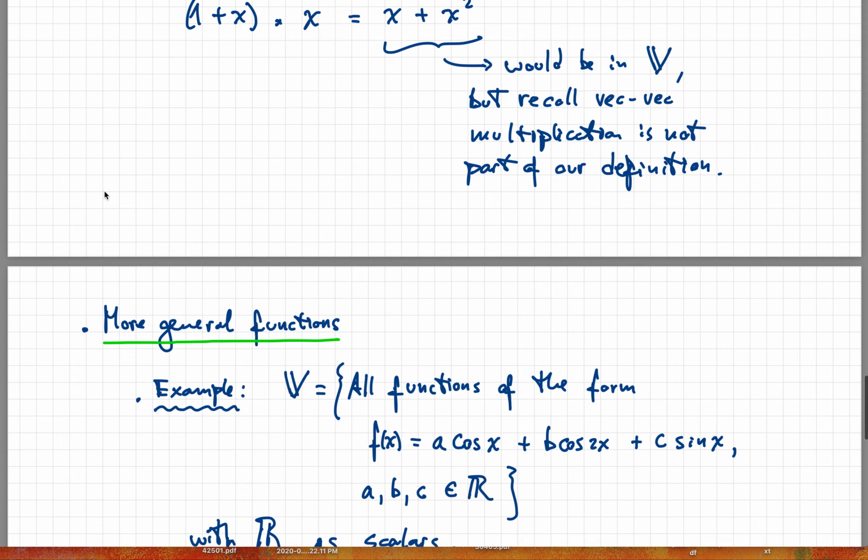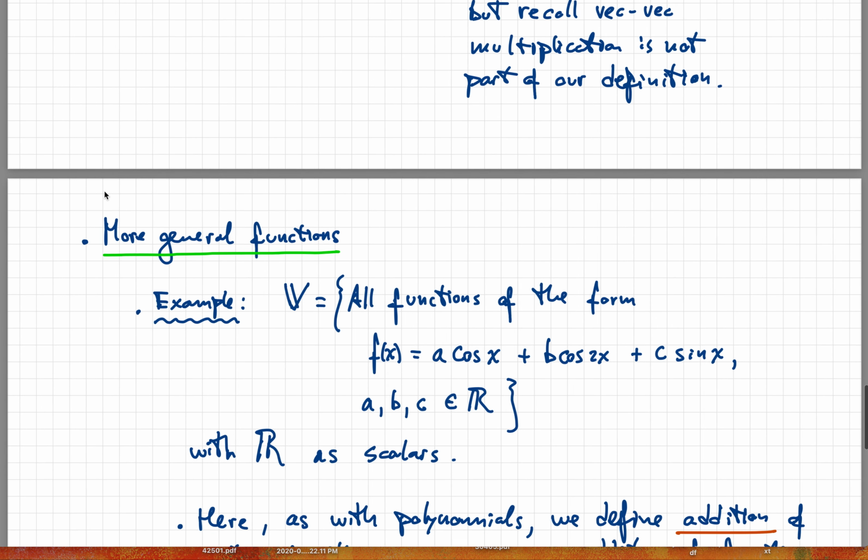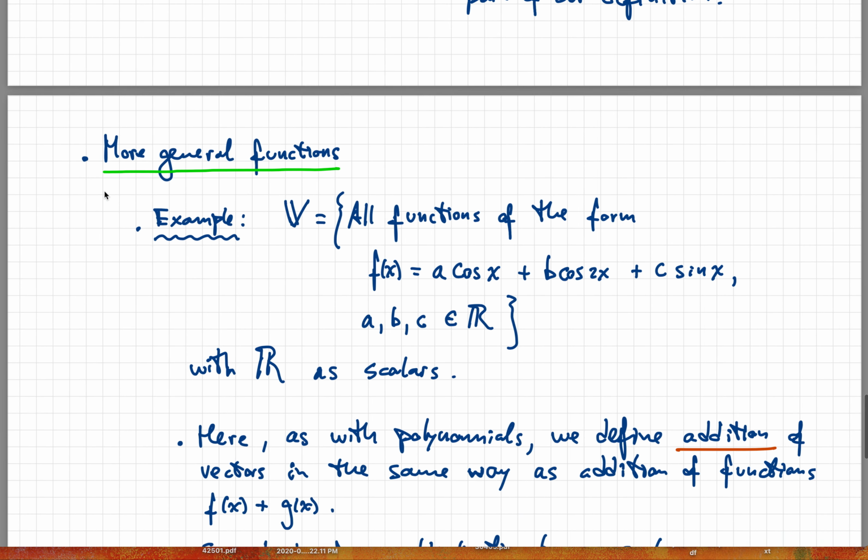More generally, there are other spaces that do not necessarily involve polynomials, spaces of more general functions, and an example that comes up a lot in physics and applied math and also in engineering really is the set of all functions of the form f of x equals a constant times cosine of x, plus another constant times the cosine of 2x, plus another constant times the sine of x, where a, b, and c, my constants, are real numbers. So this is a subspace of the type of space that you would generate with what's called a Fourier series. And we'll come back to Fourier series in a future video.